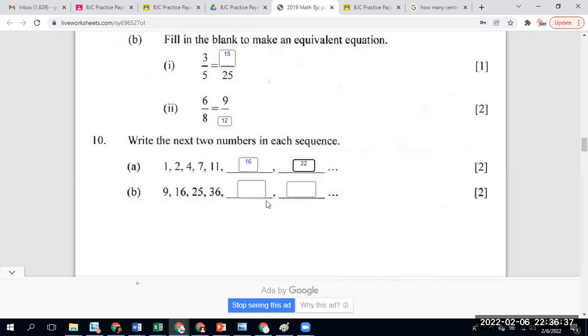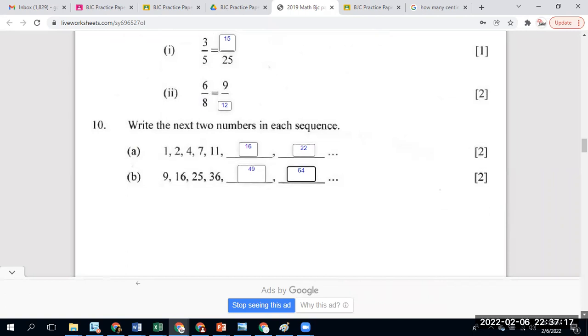That's the first pattern. The second pattern, the numbers again are increasing, but this time they're increasing by a fairly large amount. So what's happening is, if we look at these numbers, each of these are square numbers. So we have 3 times 3, that gives us 9. 4 times 4 gives us 16. 5 times 5 is 25. 6 times 6 is 36. So next we do 7 times 7, which is 49. And then 8 times 8 is 64. Okay, it's that one.